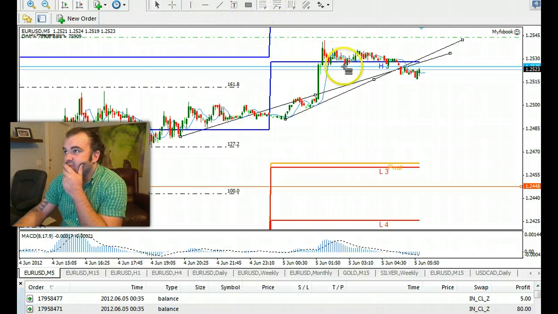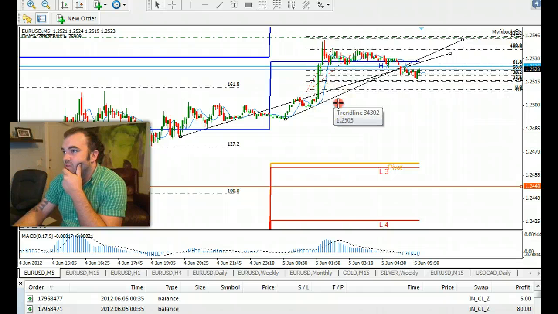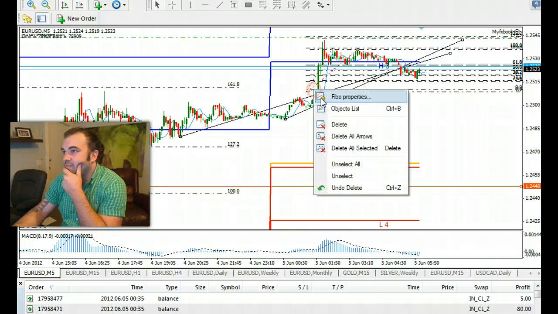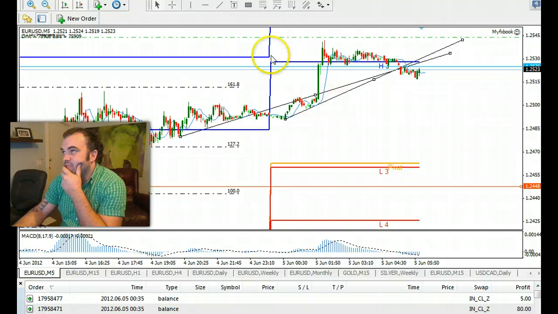Let's do a first fib of the day here. Probably the same thing. It's a really shallow retracement. So we got the 2510 area as an up trade. May line up with something smaller.